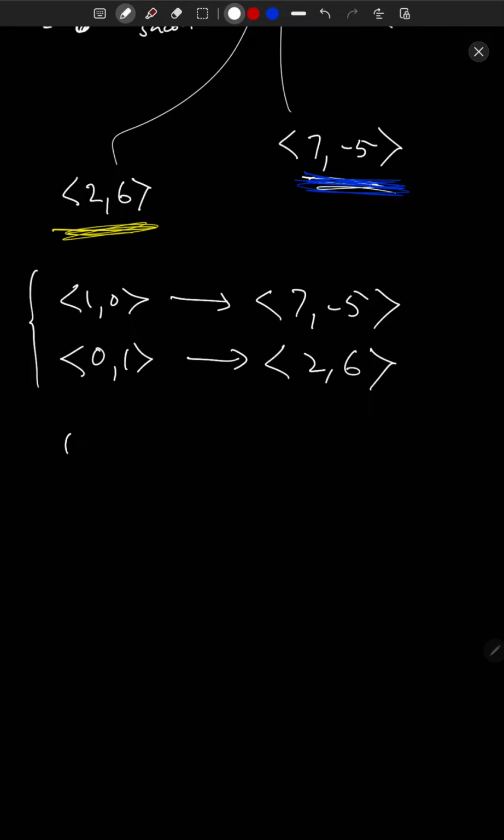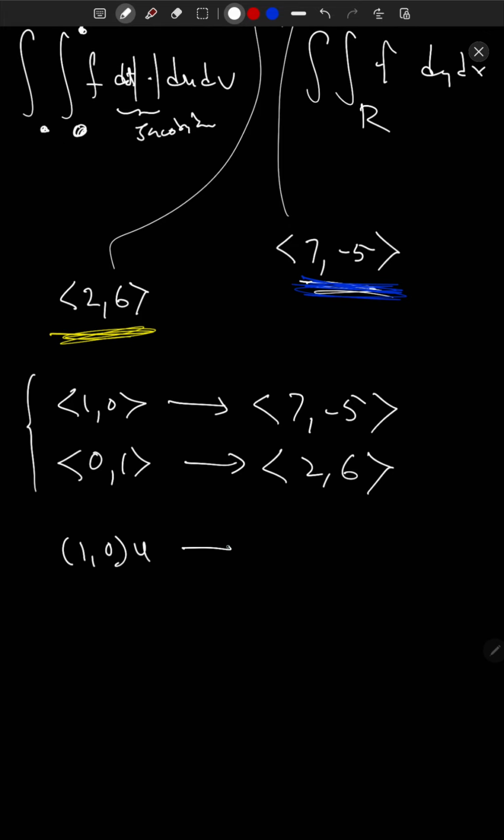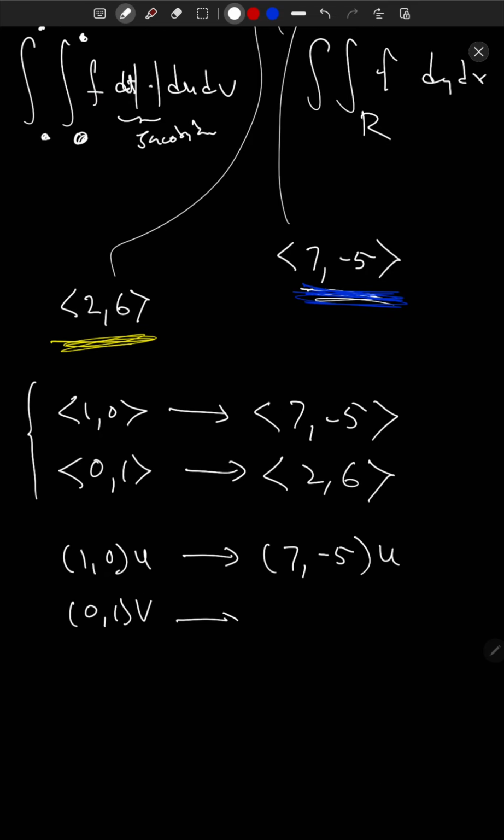I want (1, 0), u, right? So that would represent horizontal points along the x-axis, to go to (7, -5), u, all right? And I want (0, 1), v, which is this vertical v-axis, I want it to go to, let me do these, (2, 6), v.